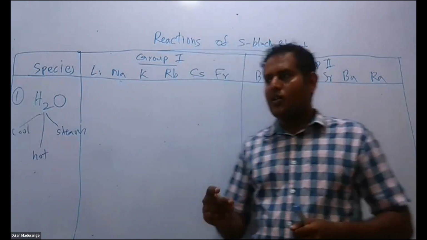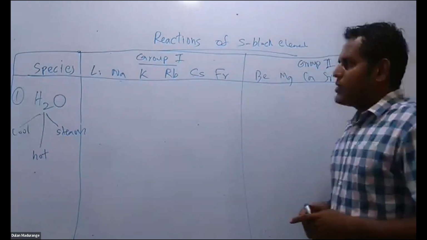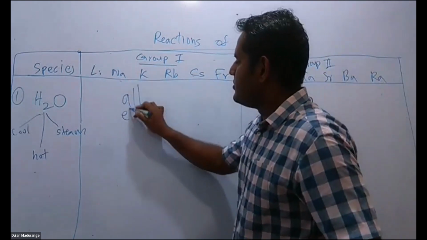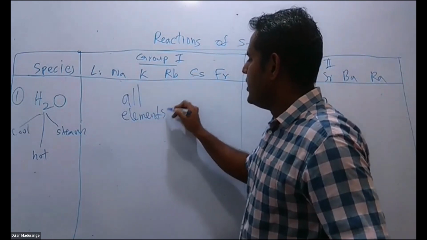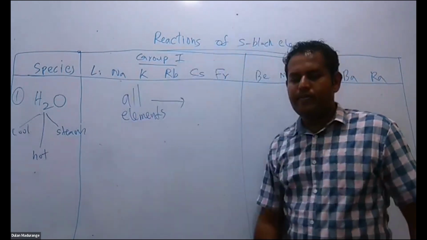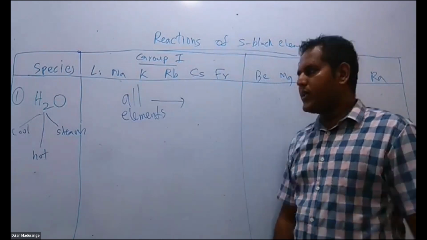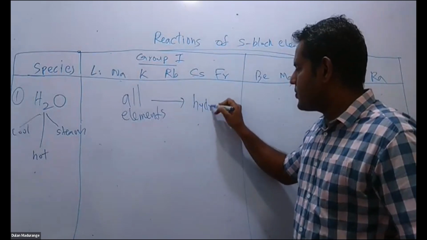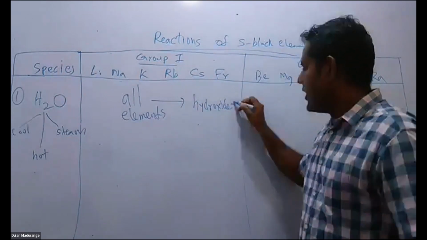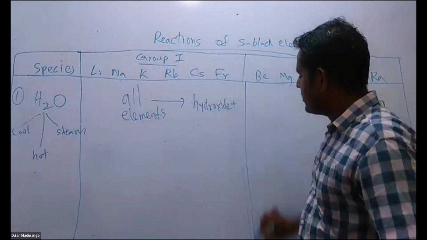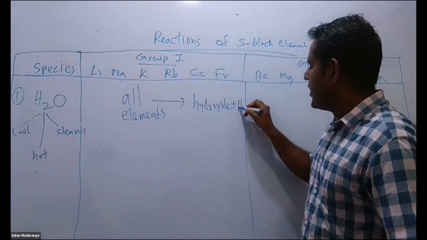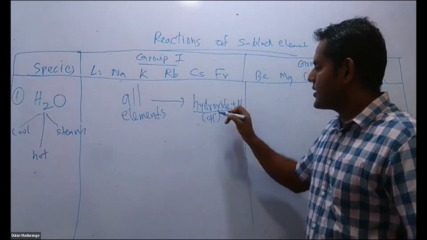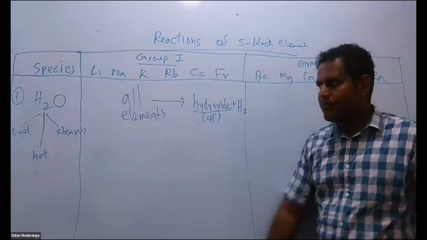Very simple. Now what we have to say: group 1 elements, remember the trend, all elements will react with water, and they will form what? Hydroxide plus H2. What is hydroxide? You know that is OH minus. This is the first trend, trend number 1.